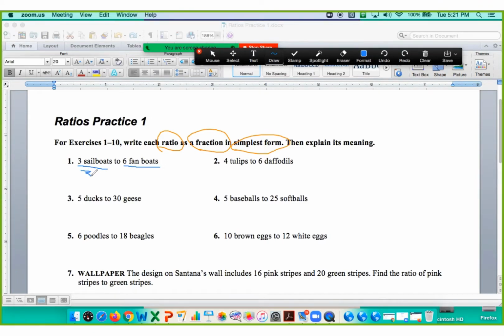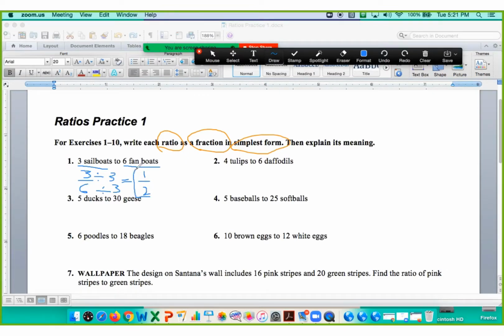Okay, so all we're going to do is write the first number first. So 3 over 6, we're going to write it as a fraction. And then we're going to see what we can divide both 3 and 6 by. Usually, if you find the GCF of the two numbers, you could do it in one step. But any number that works that you can divide both numbers by will do. You just have to keep going until it gets simplified all the way.